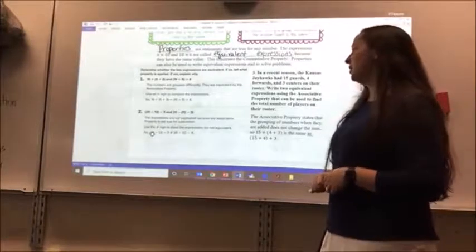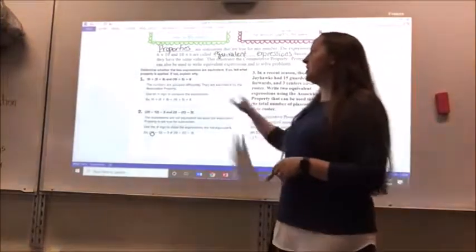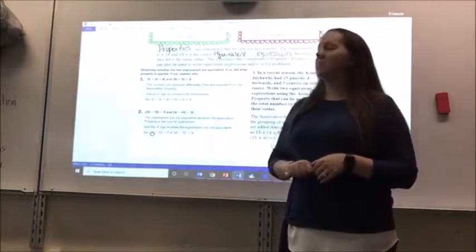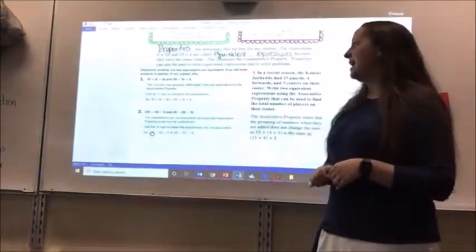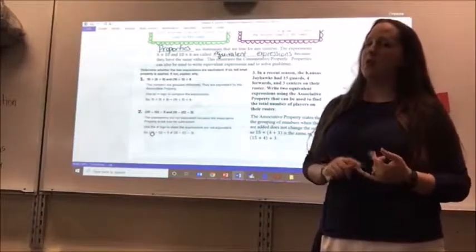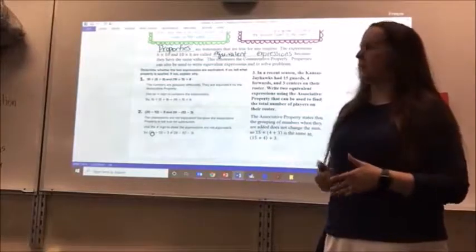So let's look at a couple of examples. Example number 1 says determine whether the two expressions are equivalent. If so, tell what property is applied. If not, explain why. Make sure you're reading through the directions and following each step of the directions so you don't lose points.